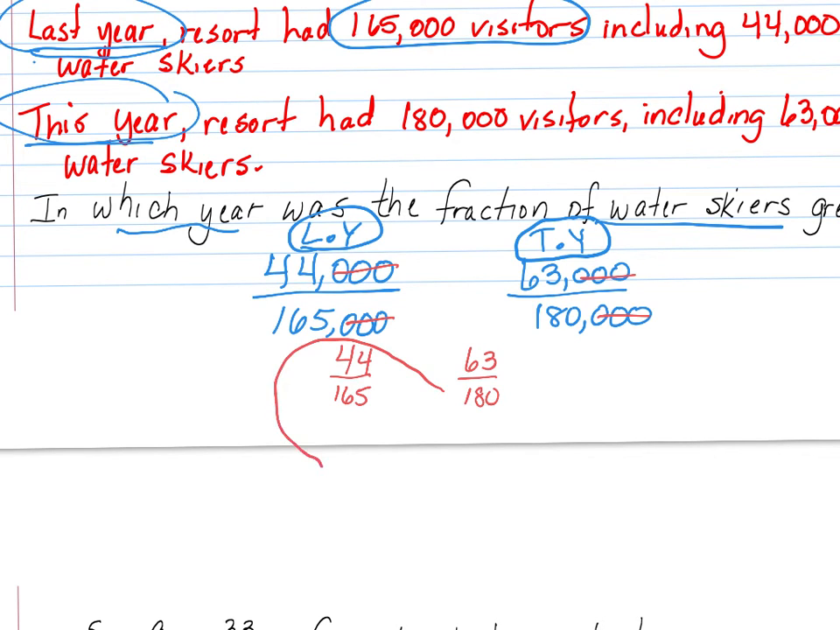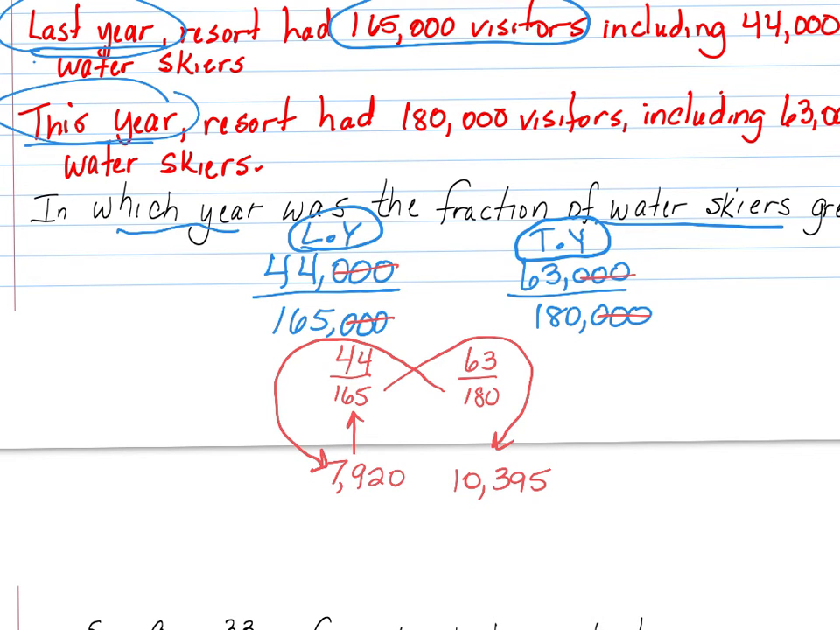Take 180 times 44, and I'll just pull up my calculator and we'll do that. So 180 times 44 is 7,920. And then we're going to take 165 times 63. And you get 10,395. So how does this fraction compare to the second one?